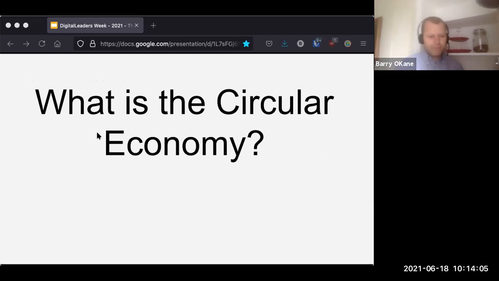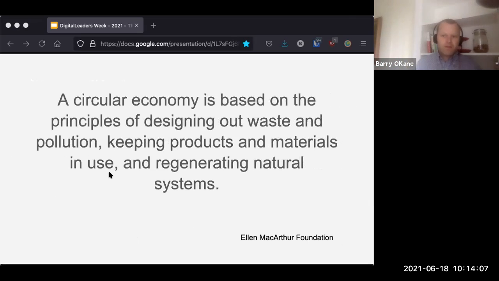So, what is it? The definition the Ellen MacArthur Foundation uses is that a circular economy is based on the principles of designing out waste and pollution, keeping products and materials in use, and regenerating natural systems. Okay, that's great. What does it mean? I'll come back to that definition.